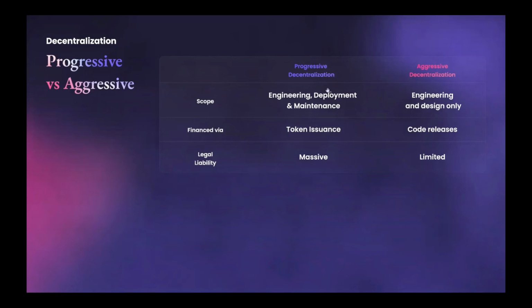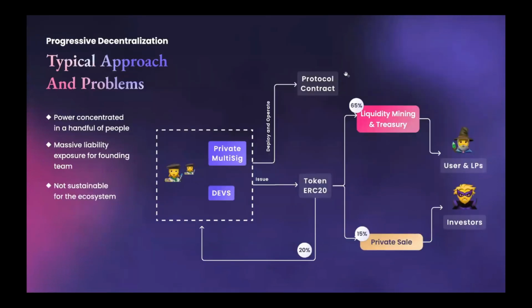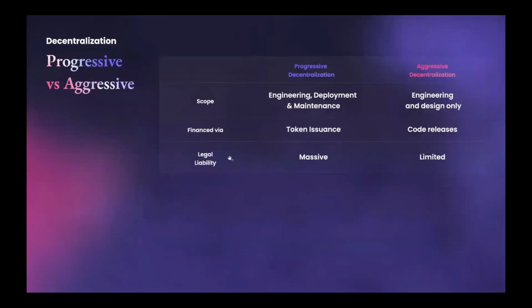So let me go through the two main vectors of risk that the teams incur. The first one is this idea that you cannot operate a derivatives trading venue without a license. And if we go back to the slide, if you are the person with admin rights on the protocol, and it's only 7 people, it's very hard to argue to the regulator, no, this is decentralized, it's not us controlling this. It really puts all the liability on the team. So for that reason, we propose a different model whereby developers stay clear of deployment and maintenance functions. So they limit their scope of activity purely to engineering and design.